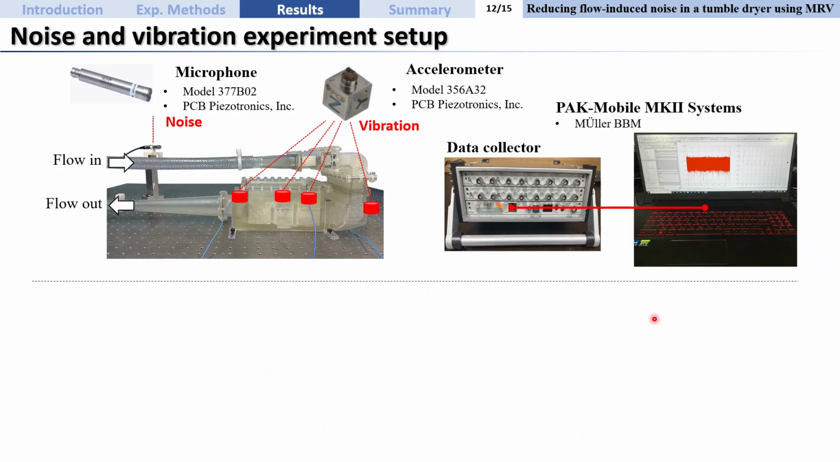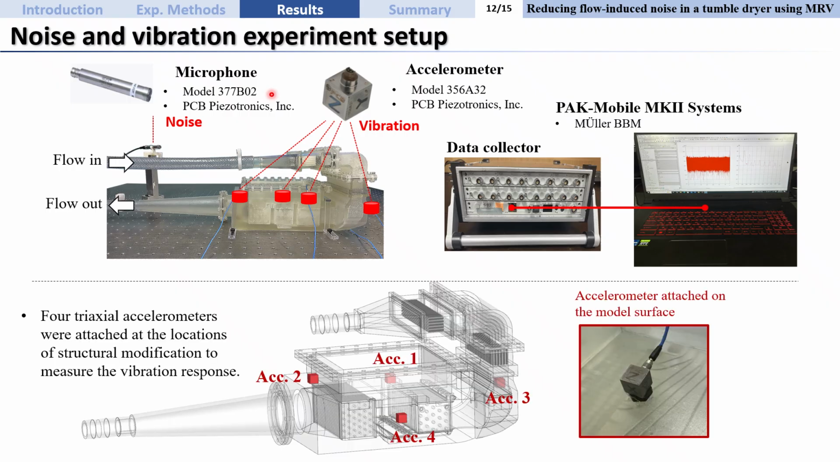So to see how our flow improvements affected the acoustics, we then conducted a vibration and noise experiment. And for the noise measurement, we set up a microphone outside the model to capture the sound radiated from the internal flow. And for the vibration measurements, we installed 4 accelerometers directly at the locations of our structural modifications. And the signals were transmitted to a data acquisition system connected to a computer for recording and analysis.